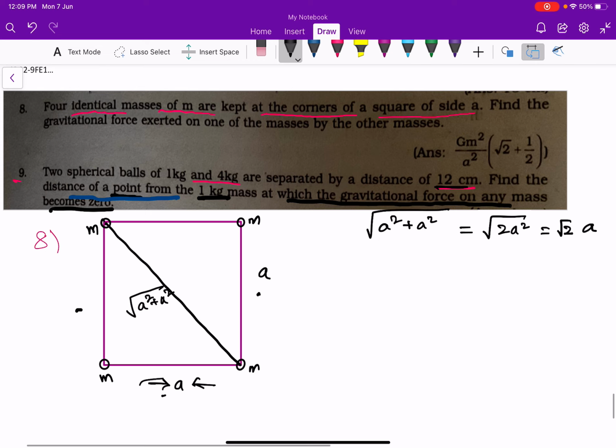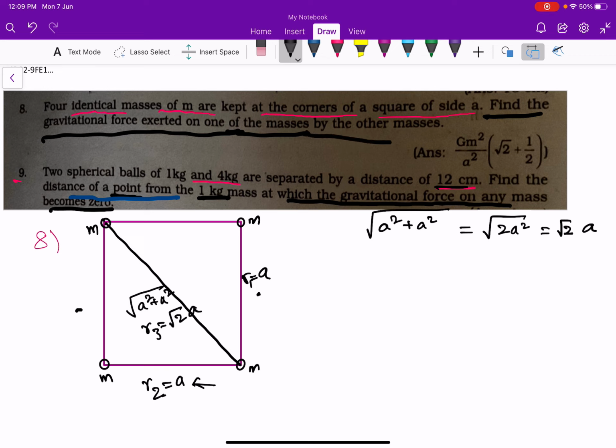Let us consider this is r1 equal to A, and this is r2, also equal to A, but here r3 is equal to root 2A. Now the question is to find the gravitational force exerted on any one of the masses by the other three masses.